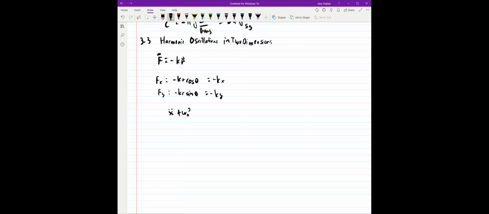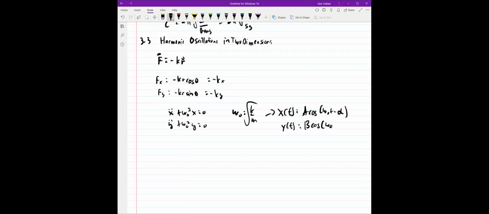So therefore, we have 2 equations of motion, one for each of the force equations, which look very similar: x double dot plus omega naught squared x is equal to 0, and y double dot plus omega naught squared y is equal to 0. And as before, remember, omega naught is the square root of k over m. And then for each direction, we have x of t equal to, pick your sine or cosine, it does not matter, a cosine omega naught t minus some constant phase shift alpha. y of t is equal to just a different constant, but the same type of solution.